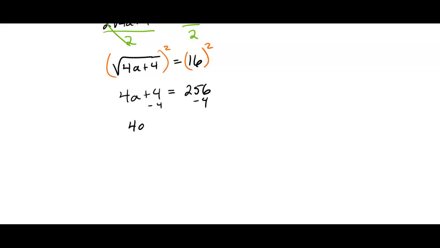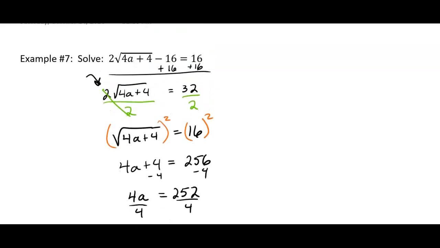This is a linear equation, so if you're wondering why we're not factoring, 252, divide both sides by 4, and a equals 63. I think I get 63. All right, I've got to check it to see if it really works. So here comes the check.